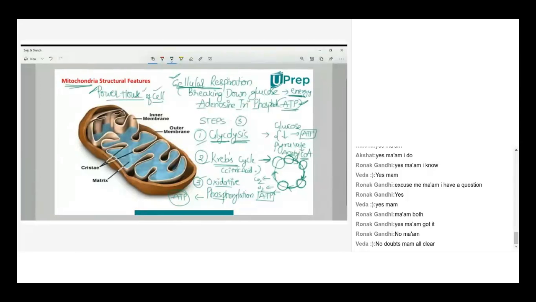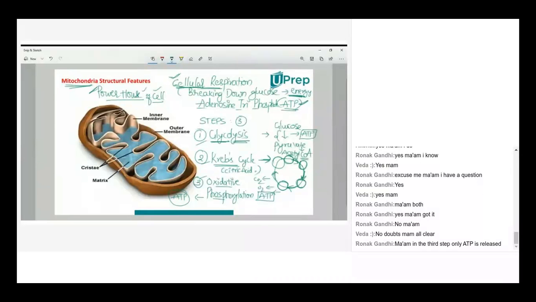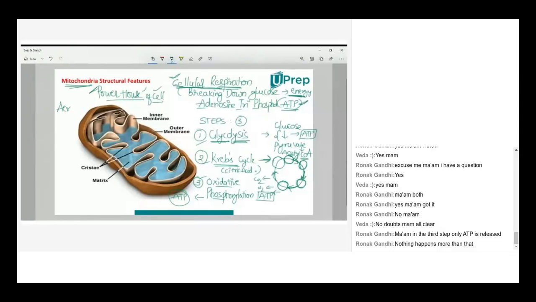Now, I'll tell the places where these 3 steps happen. And when we talk about respiration, we'll talk about aerobic and anaerobic. I hope you know these words. Aerobic is in the presence of oxygen, anaerobic in the absence of oxygen. You know these words, this terminology? Okay, no problem, no problem.